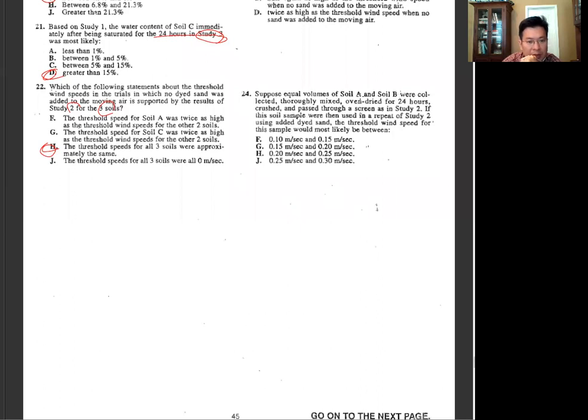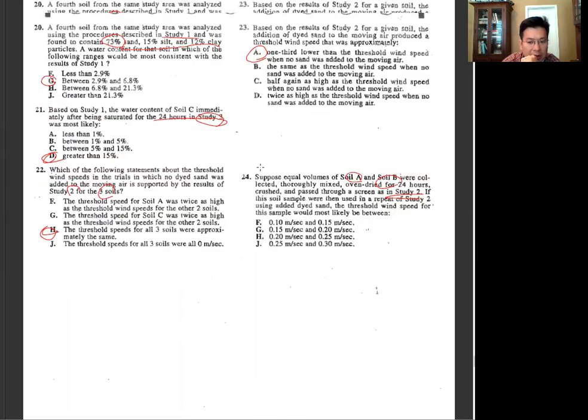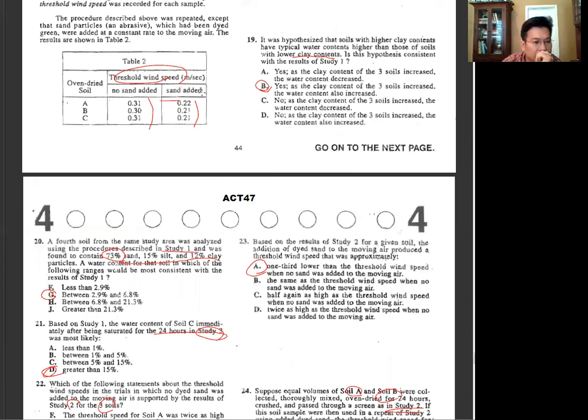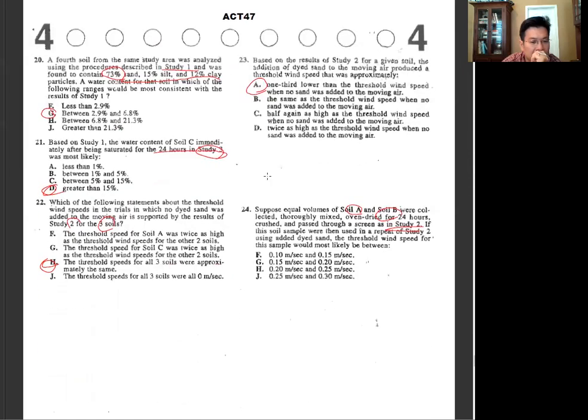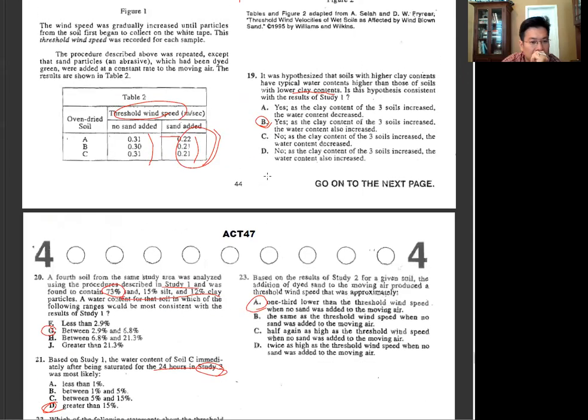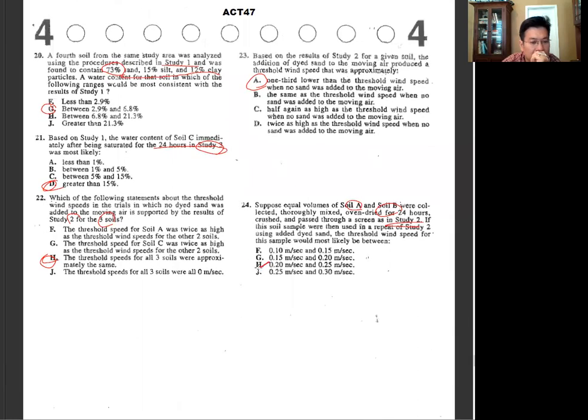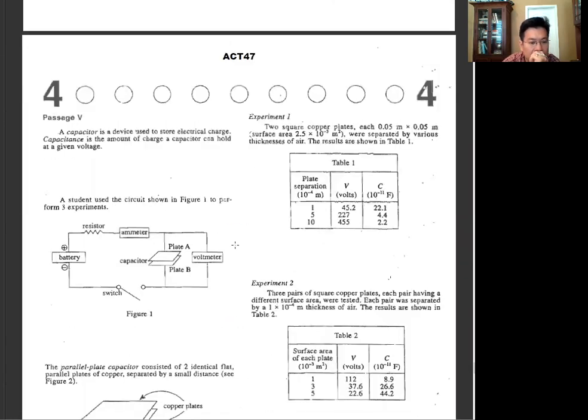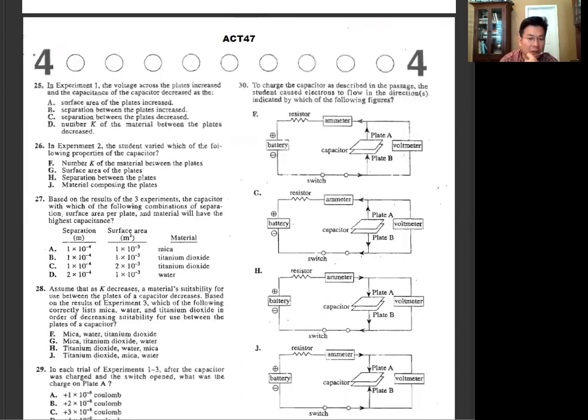0.4. Suppose equal volumes of A and B were collected, thoroughly mixed, oven dried for 24 hours and crushed as in study 2. In study 2, with added dry sand, the threshold wind speed for the sample would most likely be? Added dry, so it has to be this one, right? And then it has to be between these two. So move on to the next one, 25.